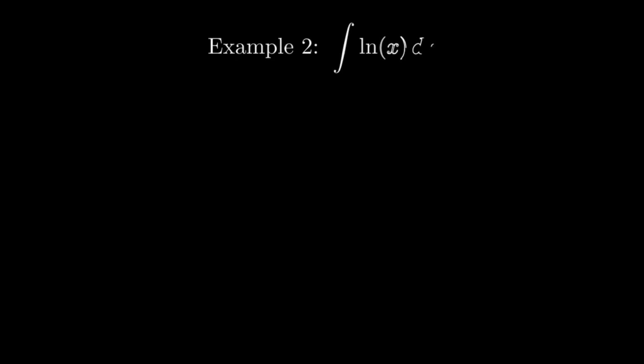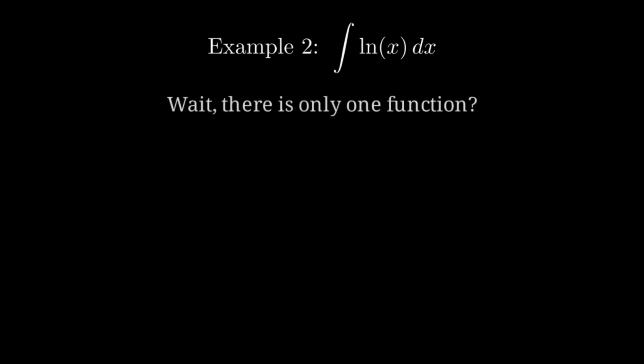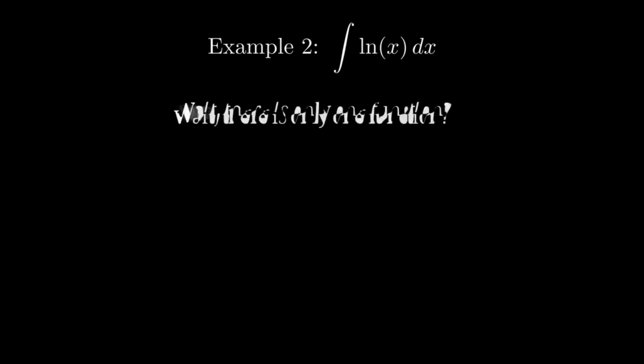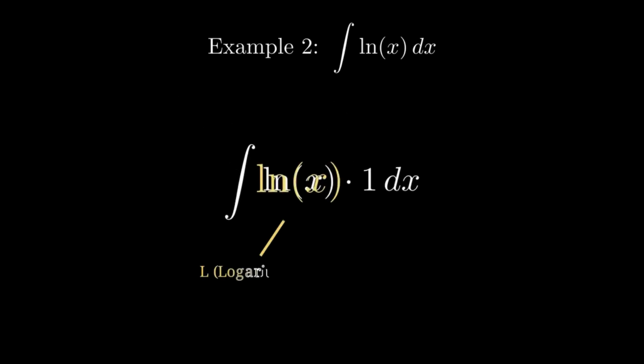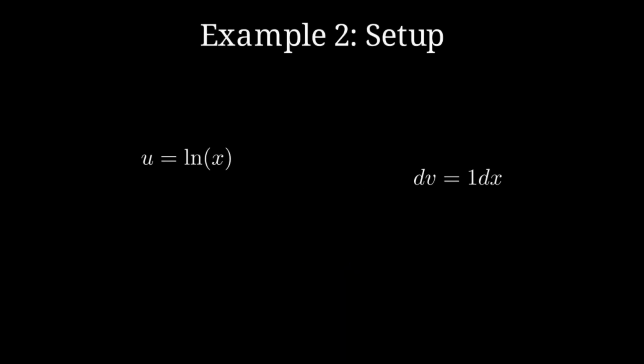Sometimes the second function is hidden. For the integral of natural log of x, we can imagine it is multiplied by 1. Since L comes before A in ALATE, we set u as natural log of x and dv as 1 dx. Differentiating natural log gives 1 over x, integrating 1 gives x. When we multiply v and du in the next step, the x and 1 over x will cancel out beautifully, which is why this choice is so effective.